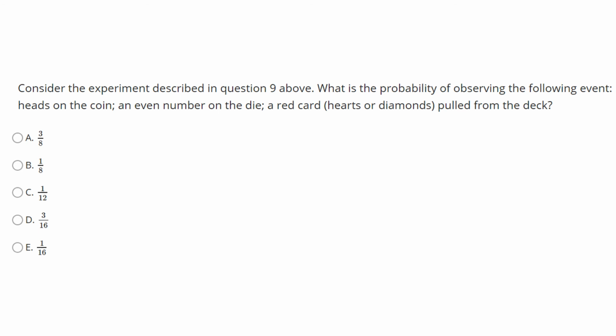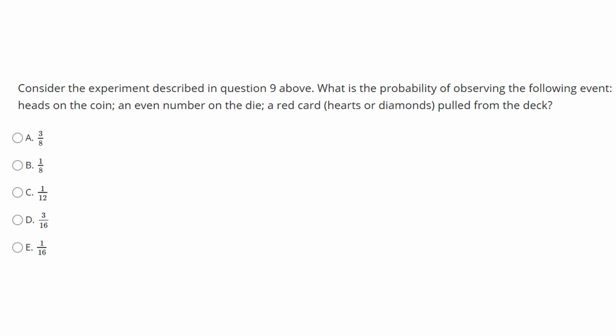Consider the experiment described in question 9 above, the previous question that we just looked at. What is the probability of observing the following event? Heads on the coin, an even number on the die, a red card is pulled from the deck. Okay, so what do we know over here? We know that these are all independent events, these three stages.